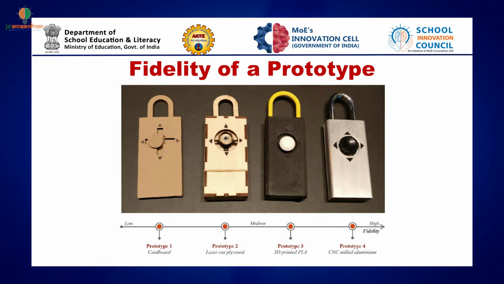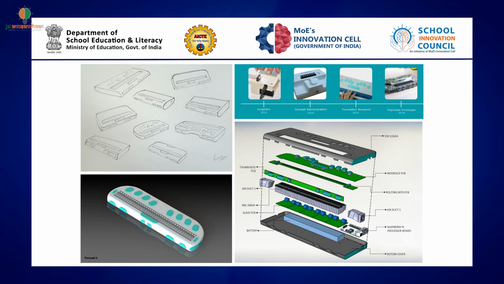Then we can move to a laser cutting model. We can then move to a PLA based 3D printing model. We can then move to a metal based CNC cut model, which is almost similar to the final product, an aluminum model. A similar journey I have also gone through. This is an example of a refreshable braille display, which I was part of the design team for back in 2014. So I started with drawing some sketches.